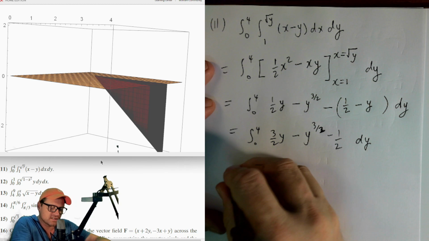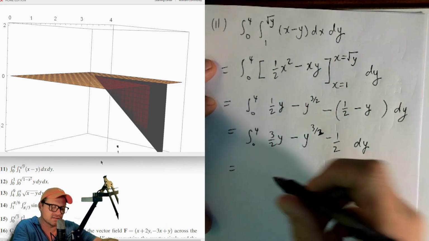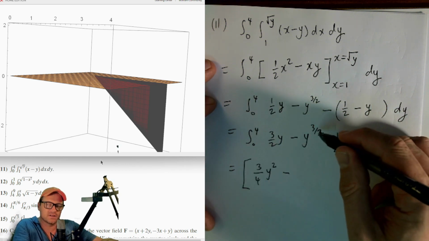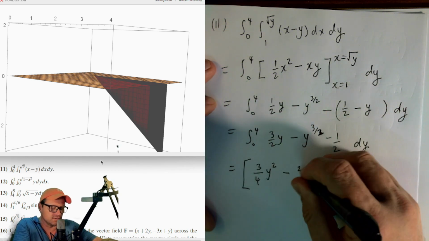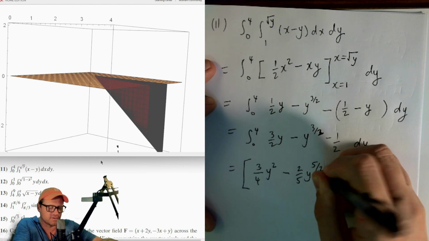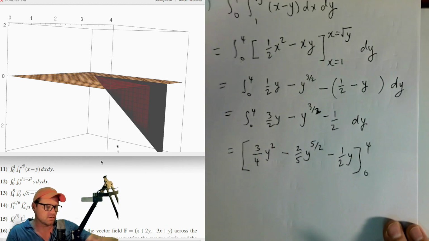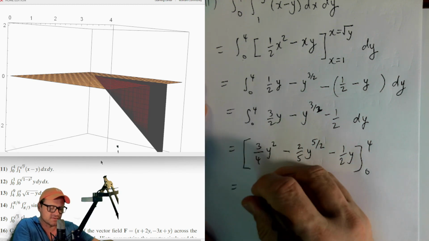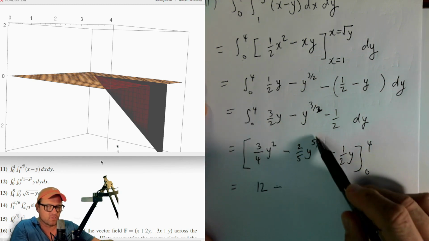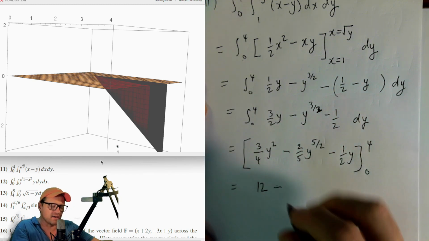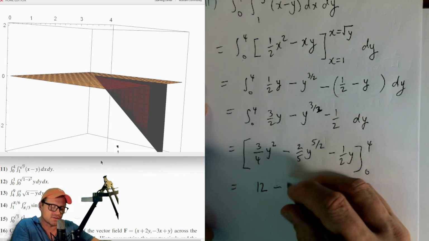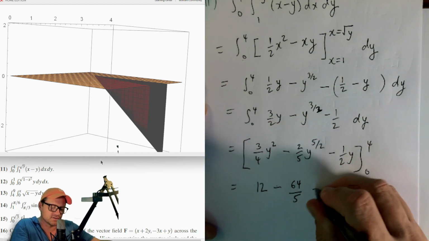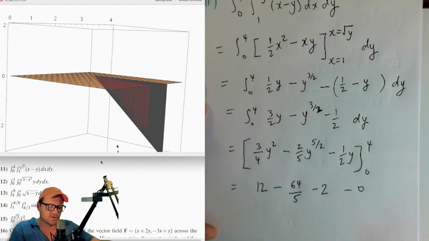Okay, and so now simplifying by integrating this, we have 3/4 y to the power of 2. Adding 1 to 3 over 2 gives 5 over 2. 2/5 y to the power of 5 over 2 minus 1/2 y. Okay, so subbing in 4, we have 3 times 4 squared over 4 is 3 times 4 is 12. And here we have a square root of 4 to the power of 5, so 2 to the power of 5. So this is 32 times 2 is 64 over 5. And then 4 over 2 is 2. And then we sub in 0, so we're just subtracting 0.